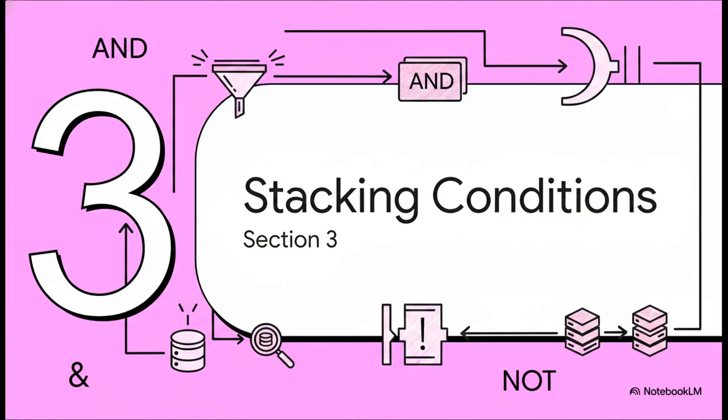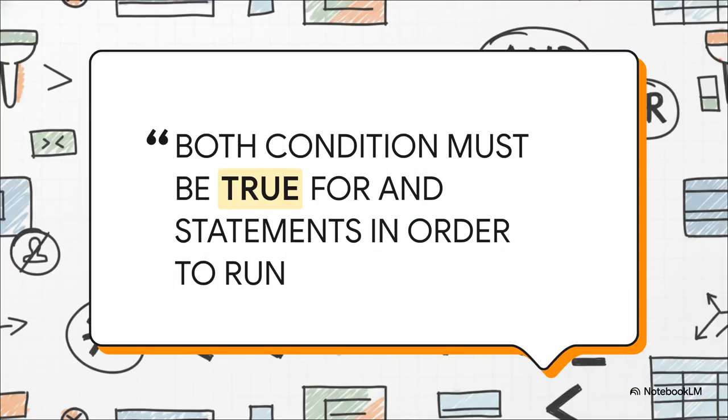Section 3. Stacking conditions with logic. So what happens when we need to combine these clues? Let's start with the AND operator. If you use an AND statement, like say checking for a birth date after 1985, and a male gender, you're making your filter way stricter. Remember this golden rule from the notes. Both conditions must be true for AND statements in order to run. If a row is missing even one of those traits, boom, it gets dropped entirely.